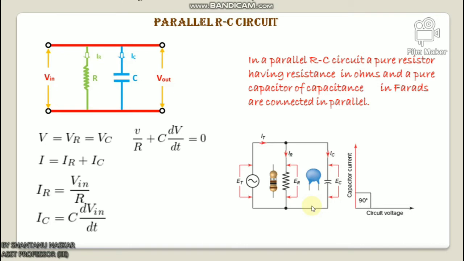In a pure capacitor, the current leads the voltage by 90 degree, as shown in this figure, while in a pure inductor the current lags the voltage by 90 degree.